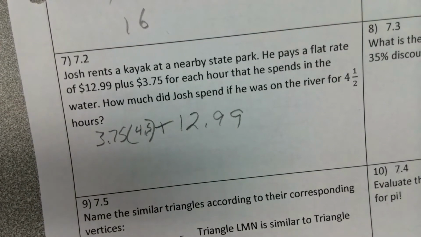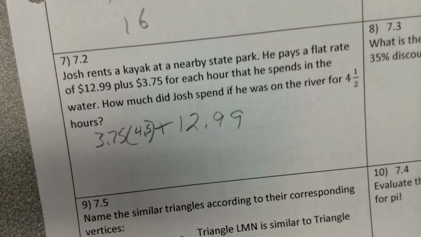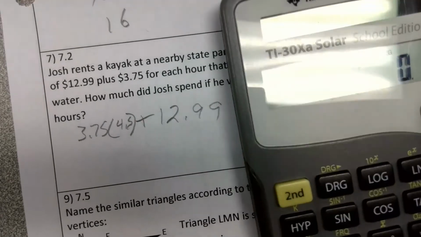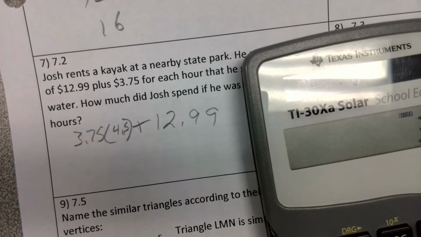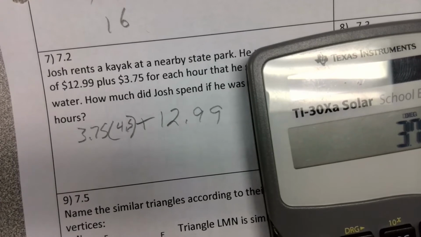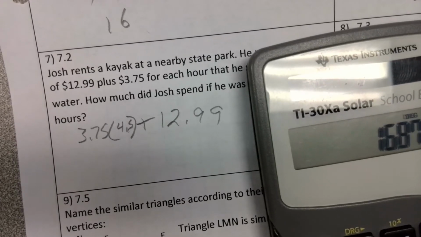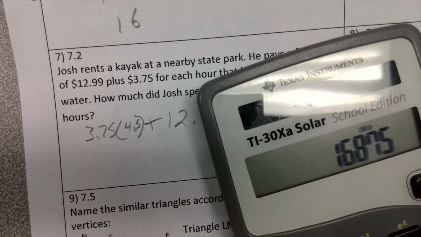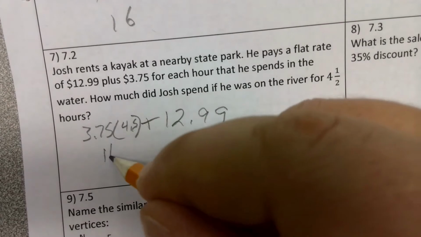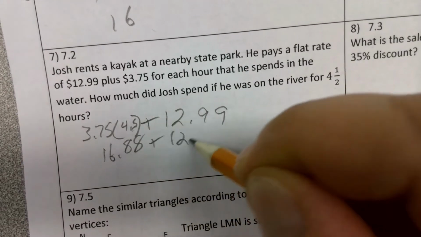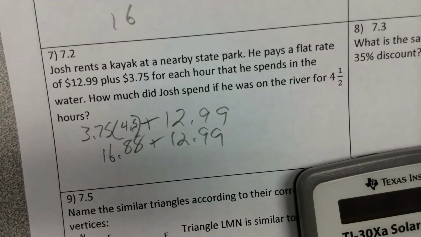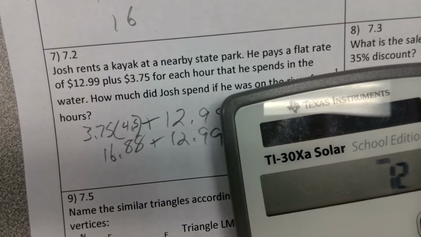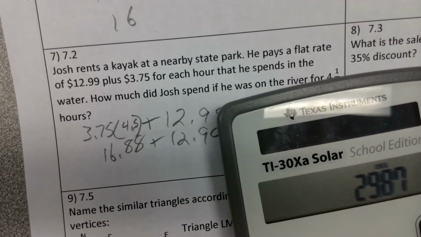I'm going to go grab a calculator. So if you're working this out step by step, you're going to go $3.75 times 4.5, and you get $16.88. It would round to $16.88 plus $12.99. So I'm going to go $16.88 plus $12.99. And you get $29.87.